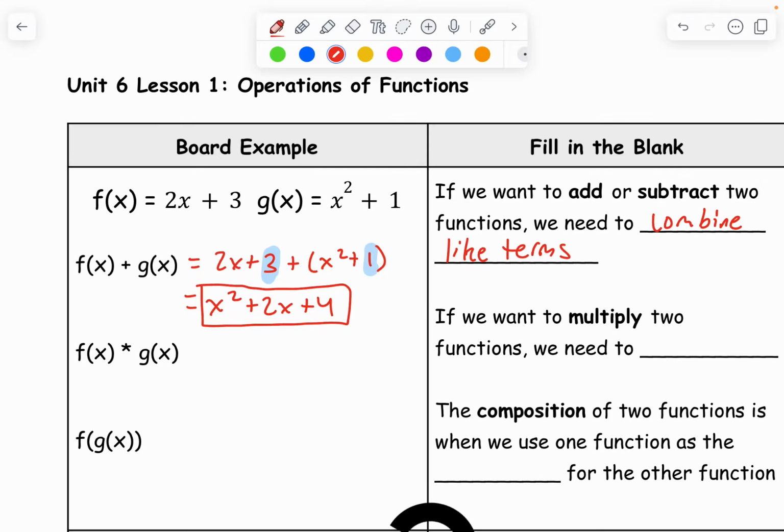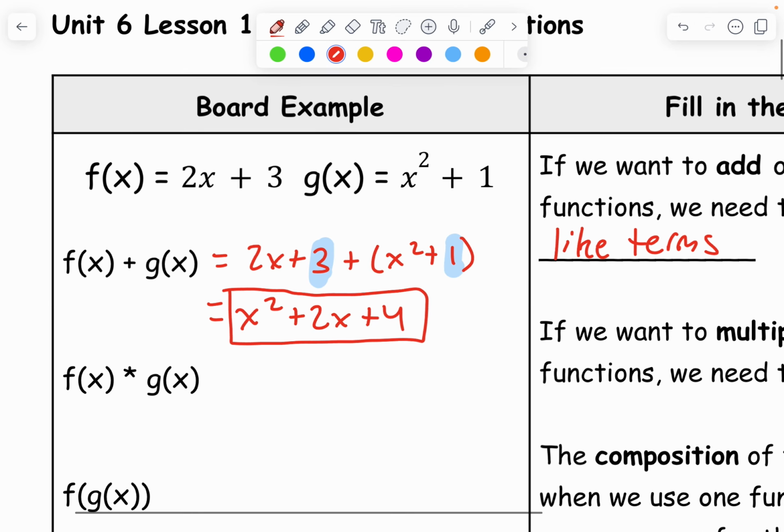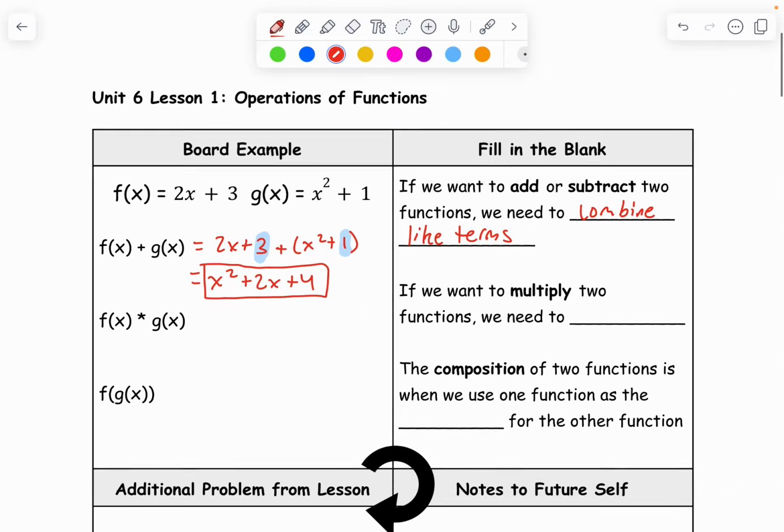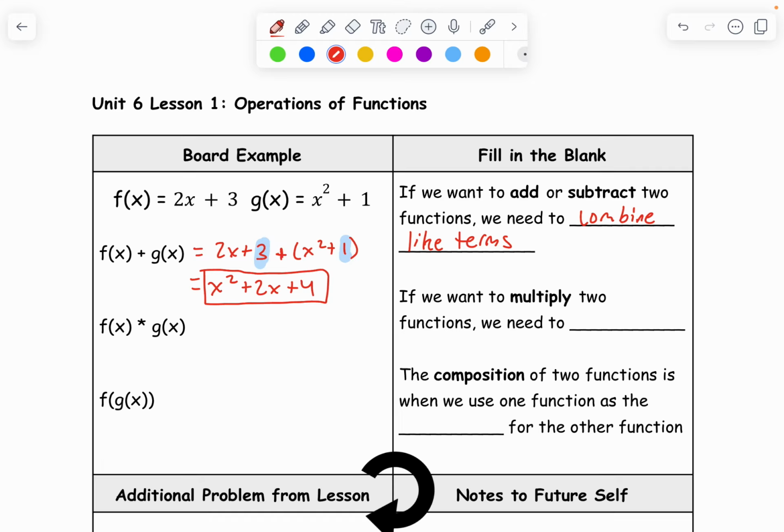One thing to watch out for with subtraction, again, if this sign was a subtraction sign, you would need to distribute the negative to both of these terms that come after it. That is a common mistake that is made with subtraction. You got to subtract both the terms after it. But other than that, if it's addition or subtraction, just combine like terms and you're done. That part's pretty straightforward, okay?